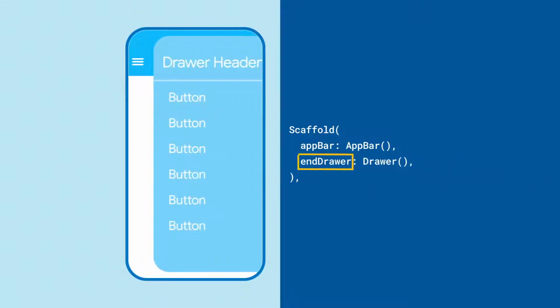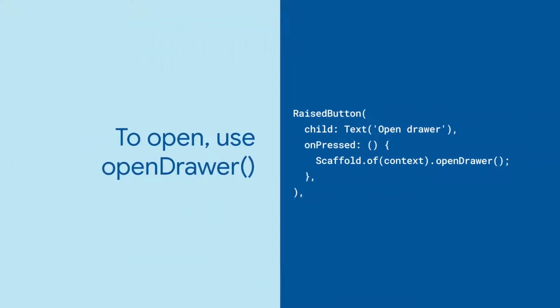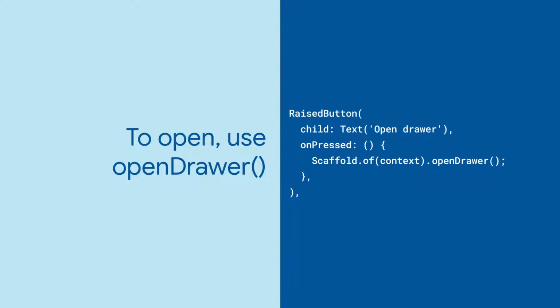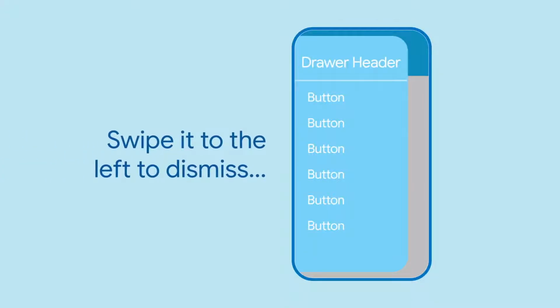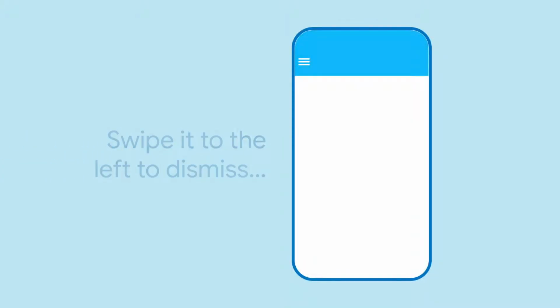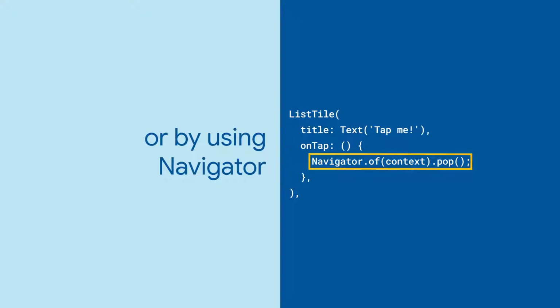You can also use the end drawer parameter to show a drawer on the right side. To show the drawer programmatically, get the scaffold state and call open drawer or open end drawer. Dismissing the drawer is as easy as swiping it to the left or by using the navigator. Showing a drawer adds a new route to the navigation stack.